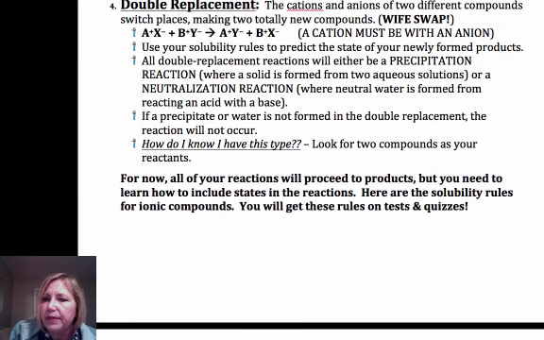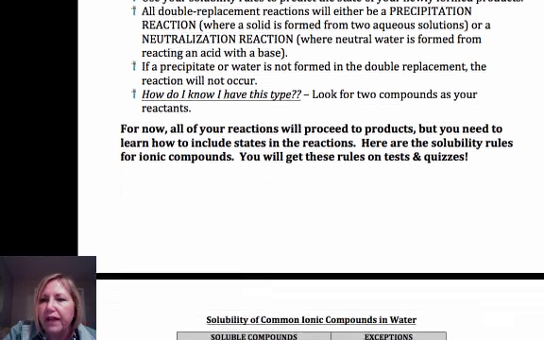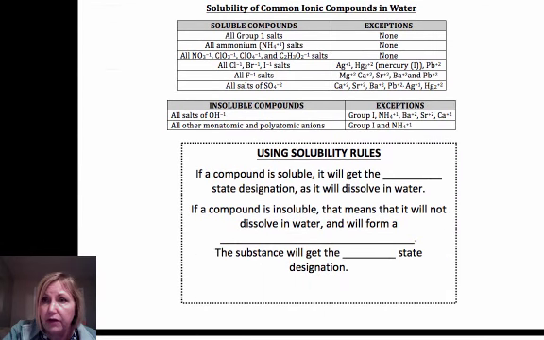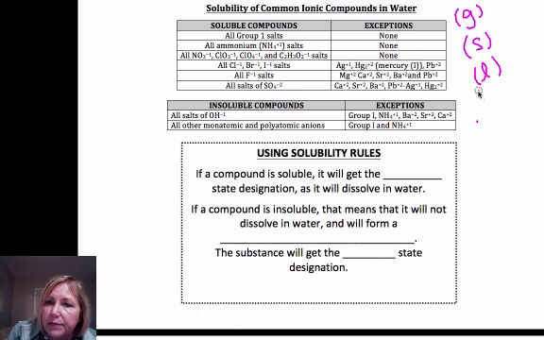A double replacement, any reaction really, requires some sort of driving force for it to occur. Now, that driving force can be the formation of either a gas. We're not going to be looking at those in too much detail. We'll see one in the lab, I believe. A gas, a solid, or a pure molecular substance, typically water. So those are our driving forces.